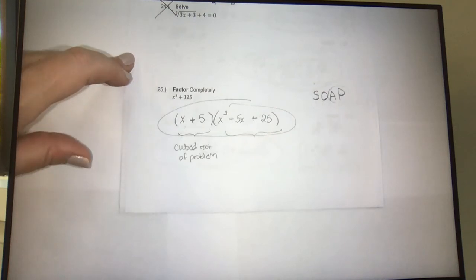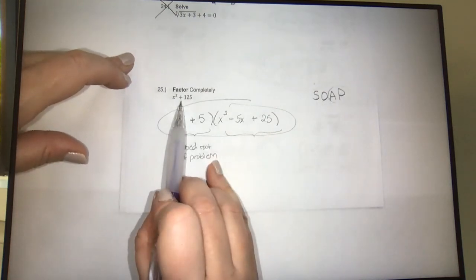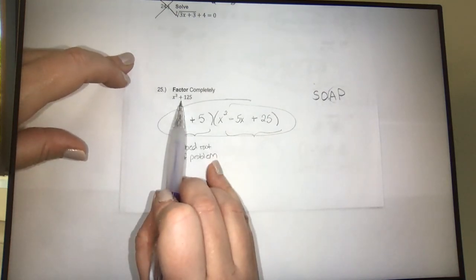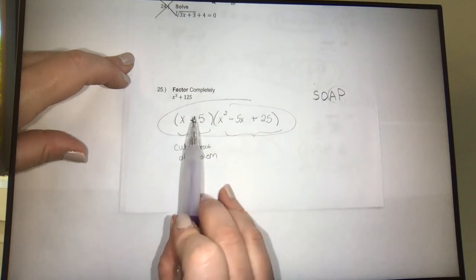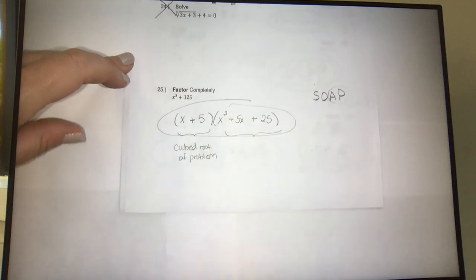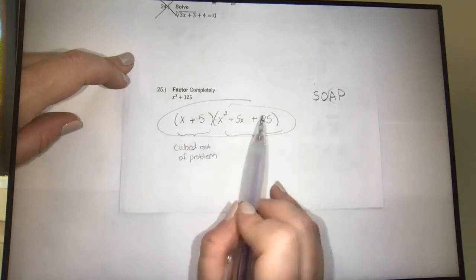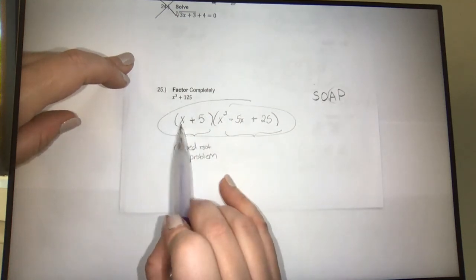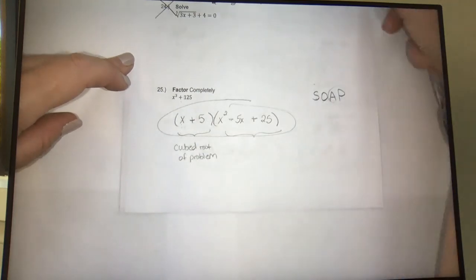So you will have a cube. Now, yours may be a minus. The only difference would be if yours is a minus, you would have a minus here and a plus here, right? Okay? So cubed root, first times first, first times second, second times second.